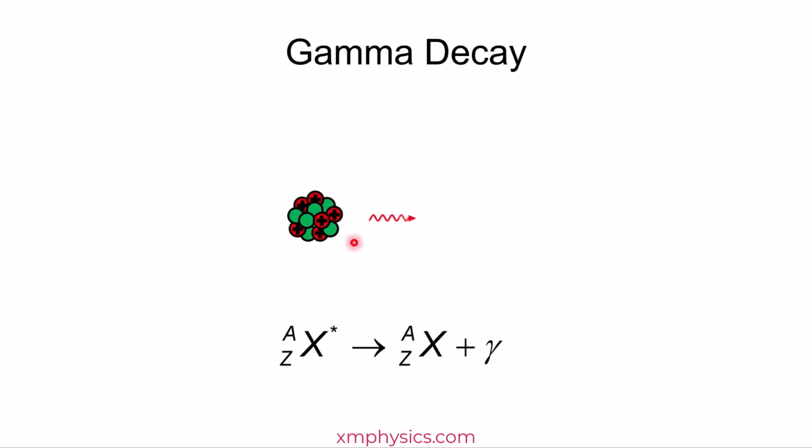Get it? They had too much energy, right? How to get rid of that energy? They package it into a gamma photon and throw it out. So there's no change in the nuclear composition actually. That's why the A and Z numbers remain the same. But it's customary to put an asterisk here to represent an excited nucleus. So when it de-excites, it becomes a normal nucleus with a gamma photon thrown out. So that's it, the gamma decay.